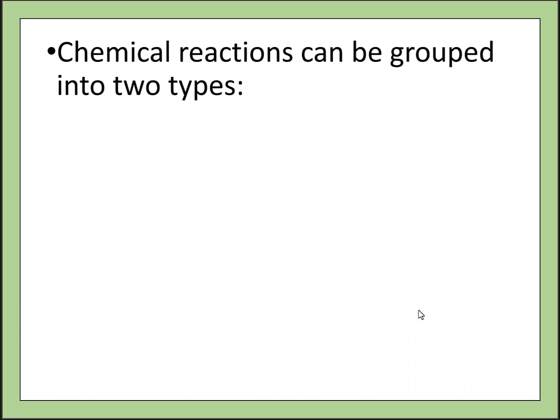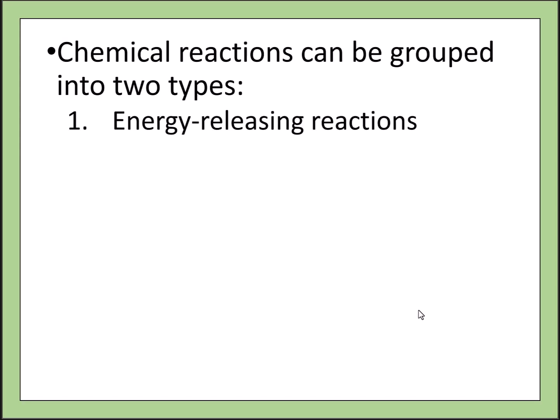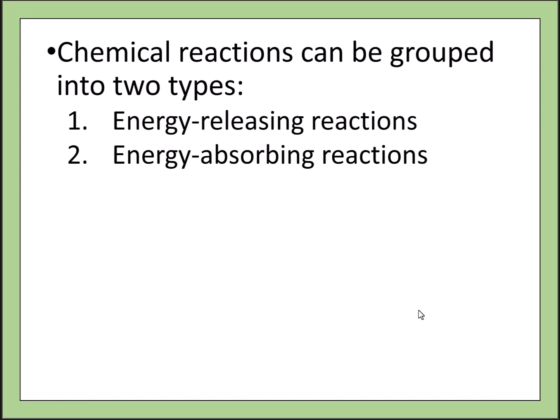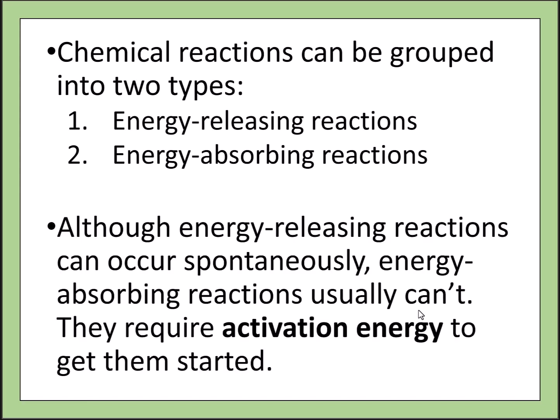Chemical reactions can be grouped into two types: energy releasing reactions and energy absorbing reactions. Although energy releasing reactions can occur spontaneously, energy absorbing reactions usually can't. They require activation energy to get them started because they need to absorb some energy in order to start the reaction. So these processes help to break apart bonds or form bonds between molecules and are constantly helping those macromolecules be recycled through the body in different forms.